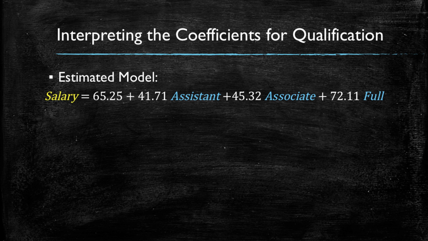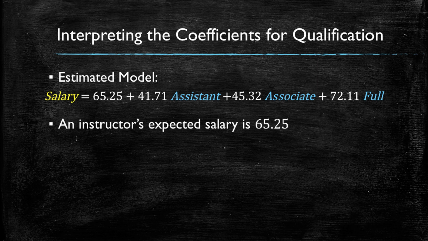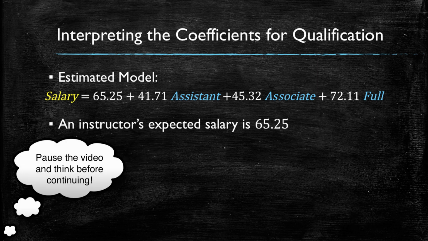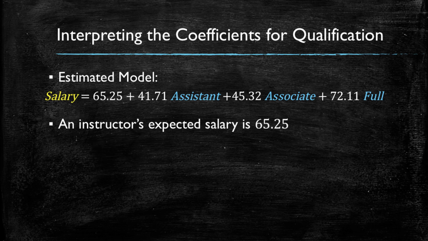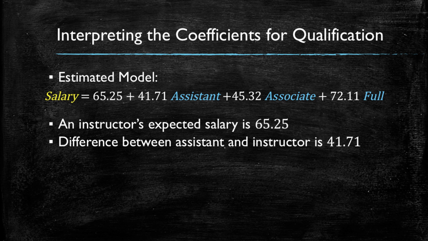So once again, if this is our estimated model and we would like to know, for example, what is the expected salary of an instructor, that would imply that all the other 3 dummy variables for the ranks are zeros and we are only left with the intercept, so the expected salary of an instructor is 65.25. Now, what would beta 1 or 41.71 represent, which is the coefficient for the assistant? This 41 represents the difference in salaries between the instructor and the assistant.